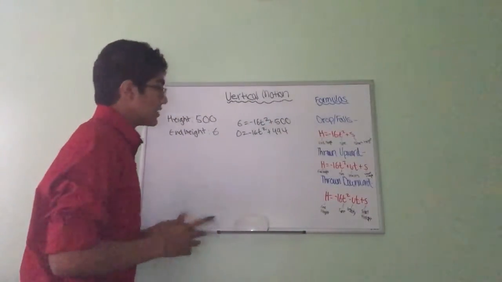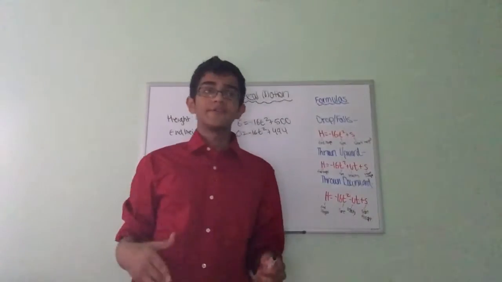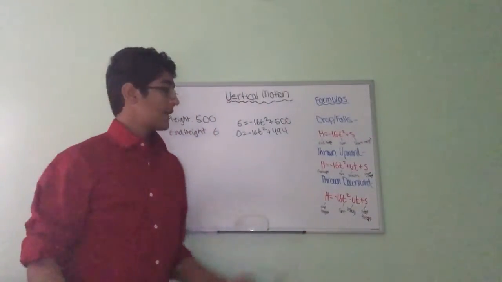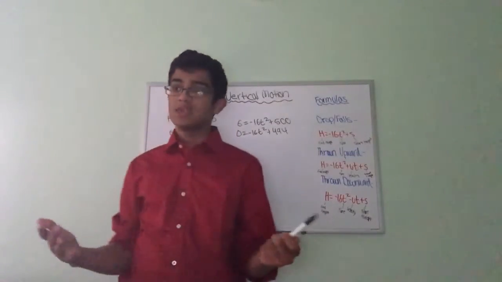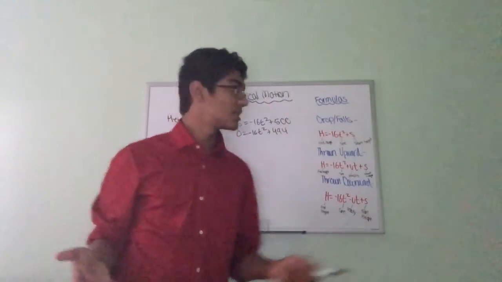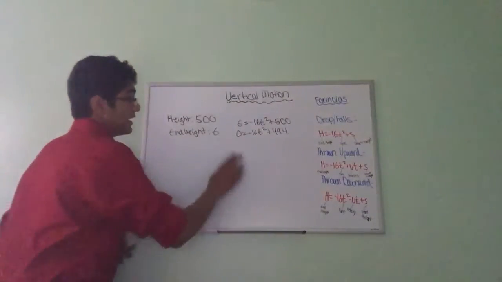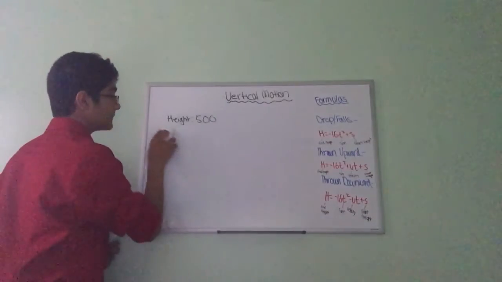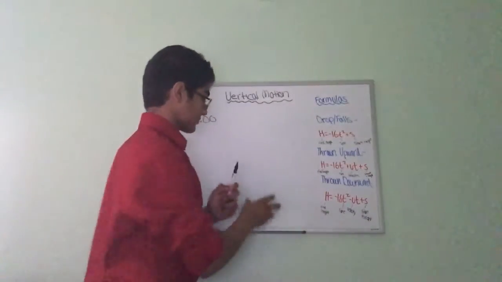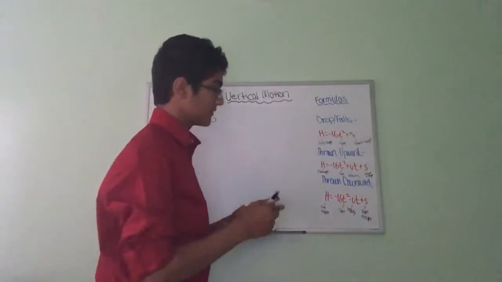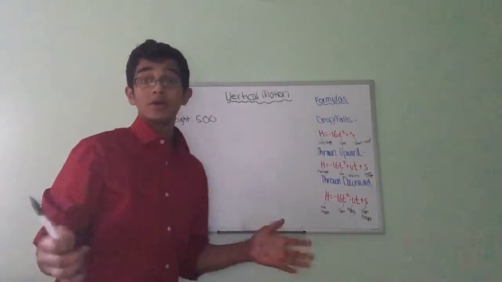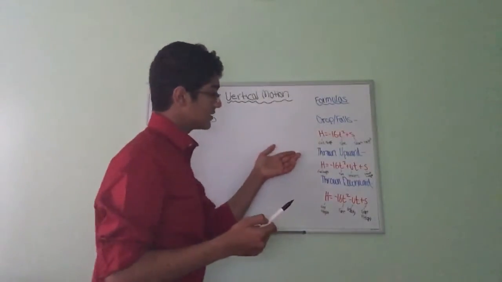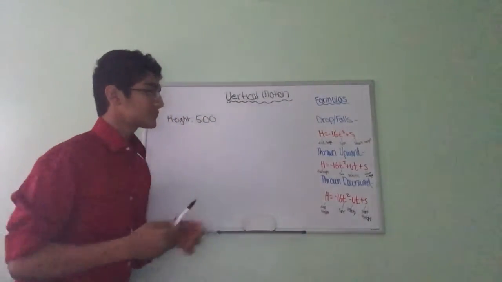Typically you'll get a positive and a negative answer. Obviously there is no negative time here, so you would just use the positive answer. And if you do get two positive answers, I'll explain it later on. Let me go over the formulas first, and then I'll explain in what case you would get two positive answers.